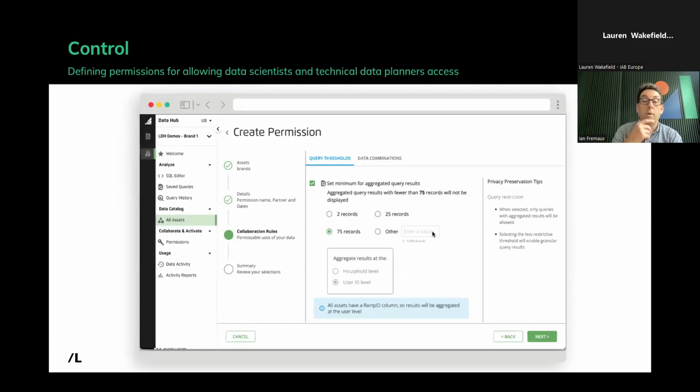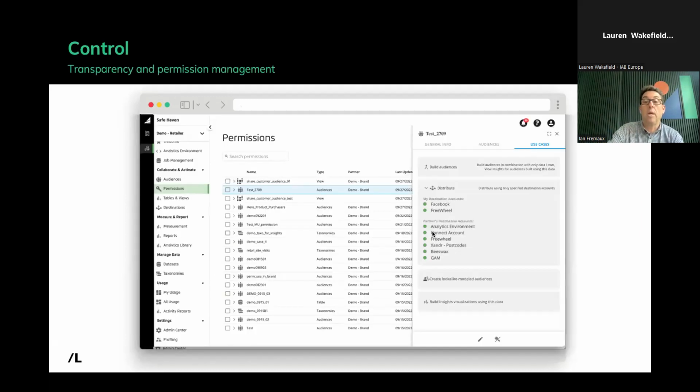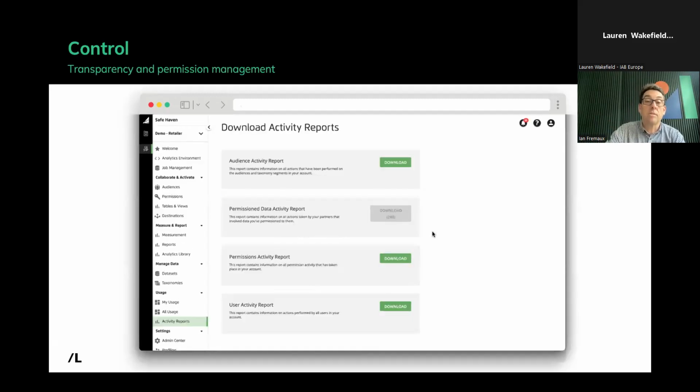So this is an example of where we're permissioning data and setting some of those differential privacy type settings for the recipient to restrict what they can do with the data. So this set of applications for control is vitally important. It also needs to allow it to be transparent. So what's been set up, who's allowed to do what with the data I've shared or permissioned to them, and in fact, what did they do with it?